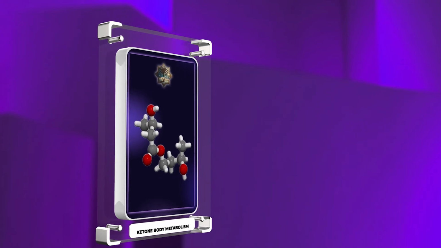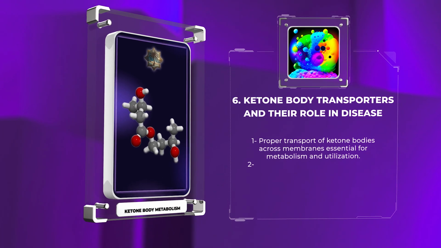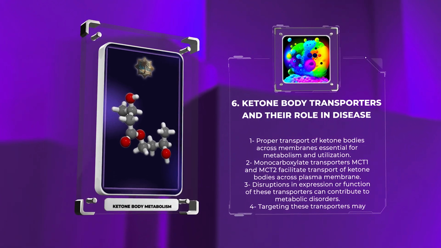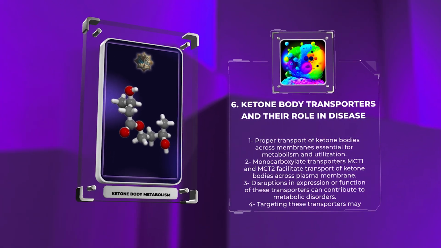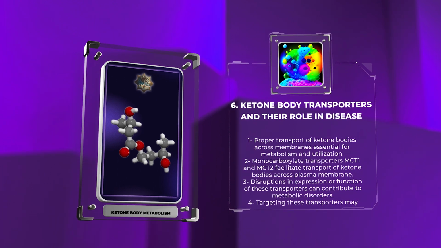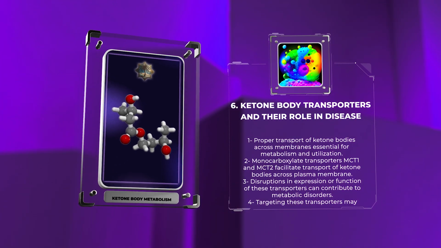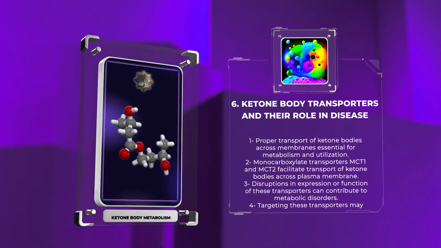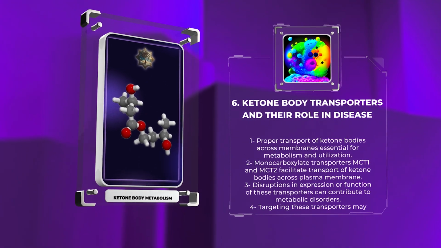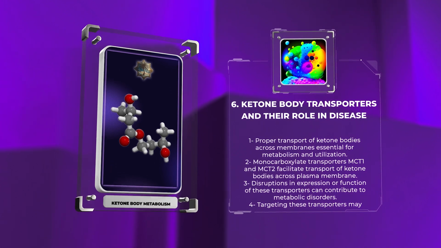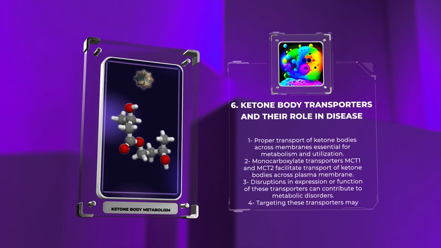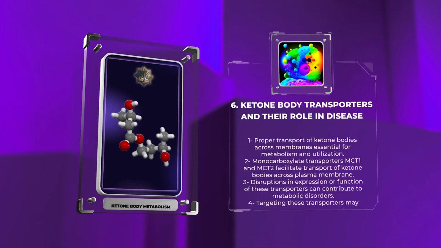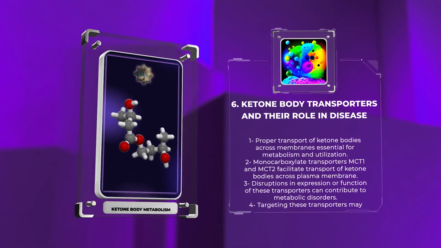The proper transport of ketone bodies across various membranes is essential for their metabolism and utilization. The monocarboxylate transporters, MCT1 and MCT2, facilitate the transport of ketone bodies across the plasma membrane of hepatocytes and peripheral tissues, respectively. Disruptions in the expression or function of these transporters can contribute to metabolic disorders, including ketone body utilization defects. Future research may shed light on therapeutic interventions targeting these transporters to restore ketone body homeostasis.